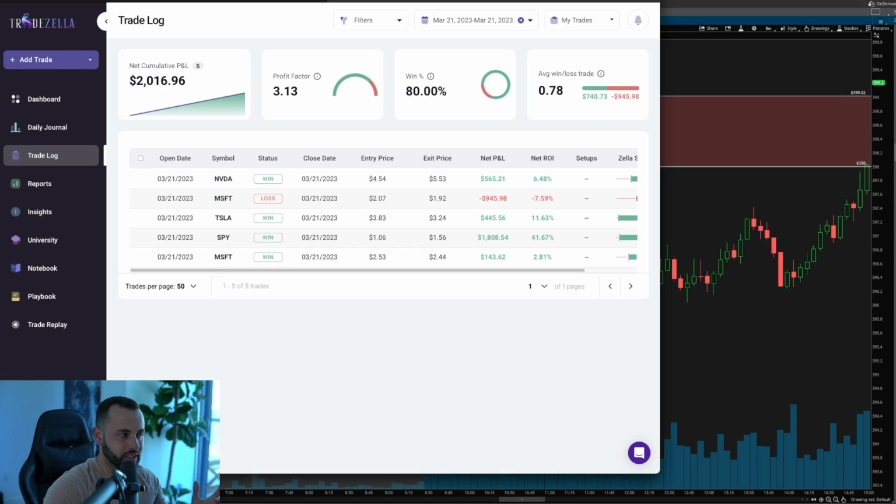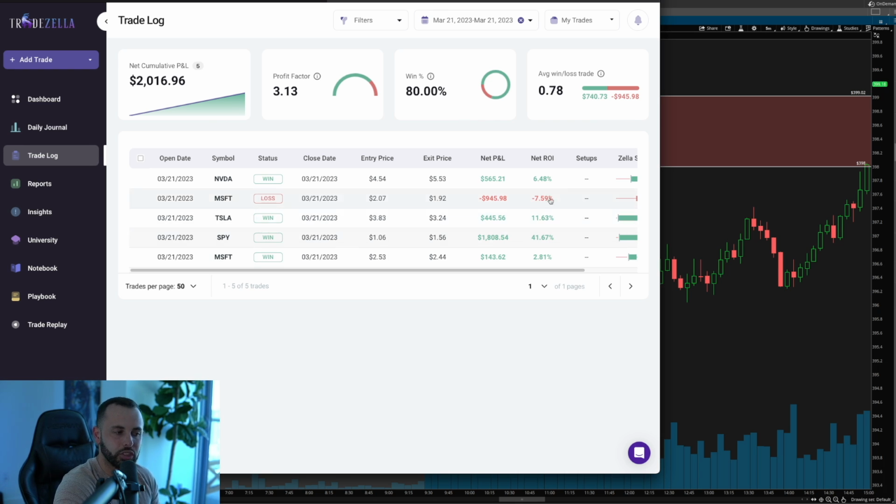So here on TradeZella, this is the day trades that I took today. I did have a swing trade which yielded me about $1,000. These are the day trades that I took, about a $2,000 day, 3.13 profit factor, 80% win rate. I did have a loser, which we will review today. A little bit larger than I would have liked.